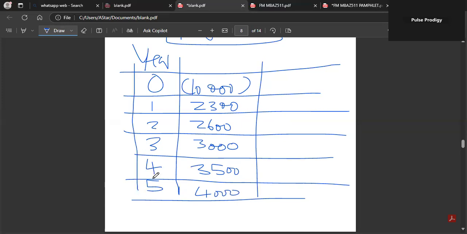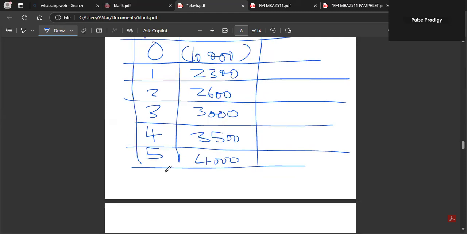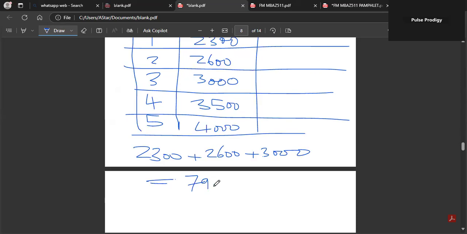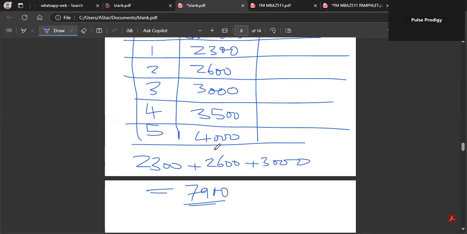So now, what is our payback period? We need to recover exactly 10,000. So you should say 2,300 plus 2,600 plus 3,000. What amount are we getting when you add those? We should not surpass the amount that we are looking for. It's giving us 7,900. So should we add the 3,500? No, because it will bypass the 10,000 that we need to recover.